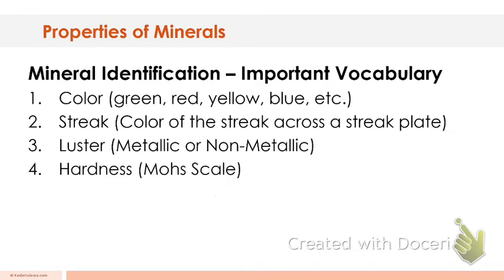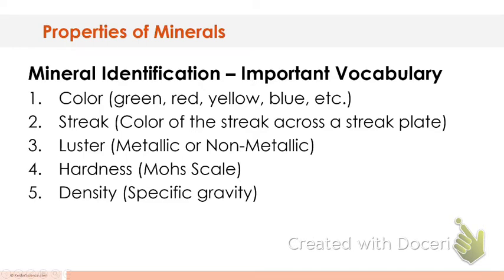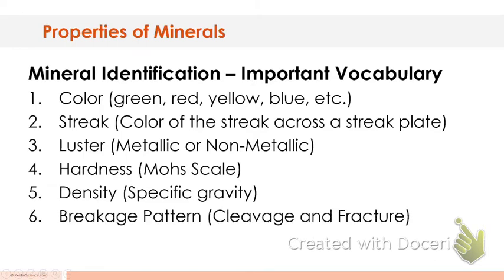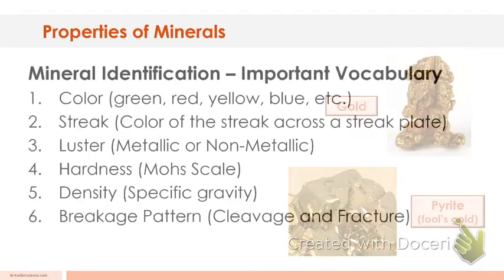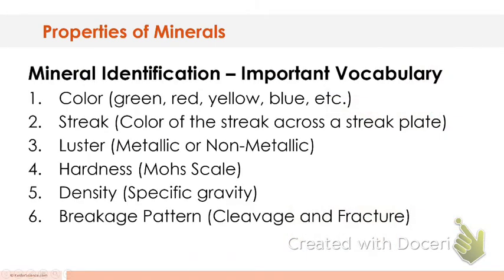So, how do we identify minerals? Well, we identify them by their color, their streak, their luster, their hardness, and their density, as well as their cleavage or fracture. So the most important of these are streak, luster, hardness, and density. These 4 are the most important.